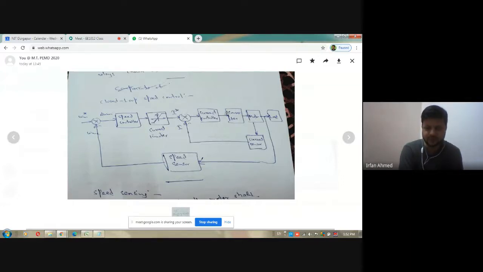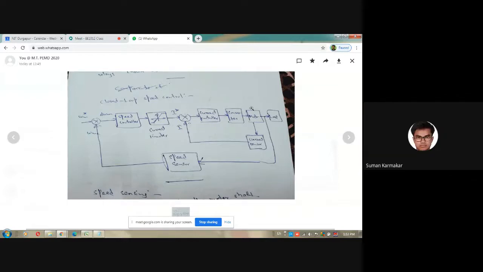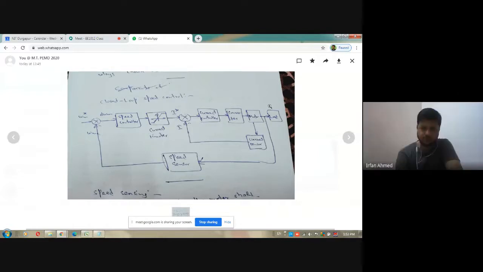So the current controller will derive the value of the firing angles based on the current error, and this converter will now be triggered depending on those values of the firing angles. This converter is connected to the motor, and the motor will drive the load. Is this block diagram clear? Yes, sir. You have the motor, you have the load, you have the converter.